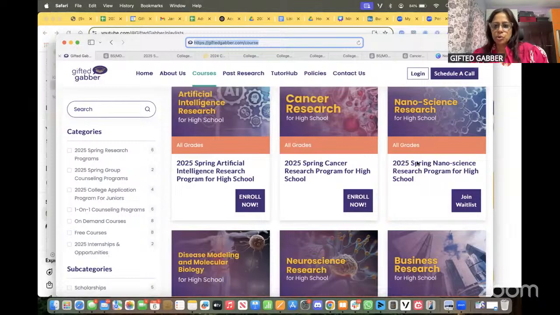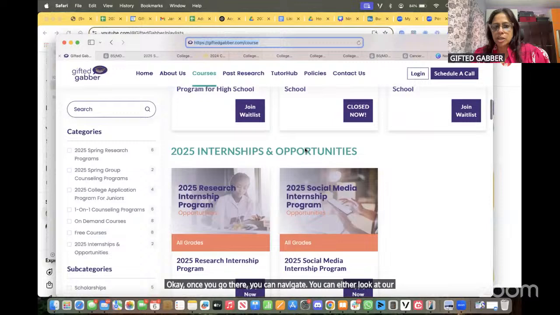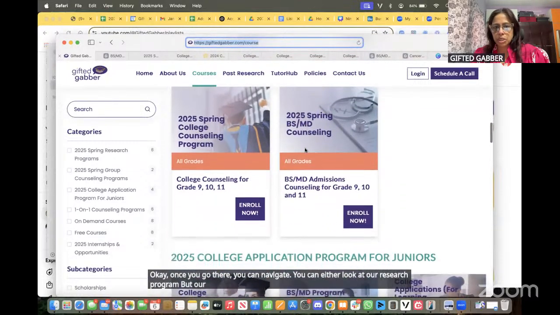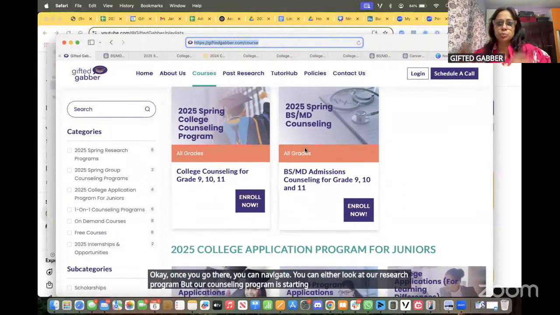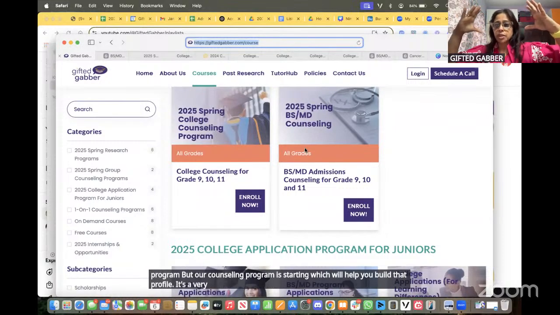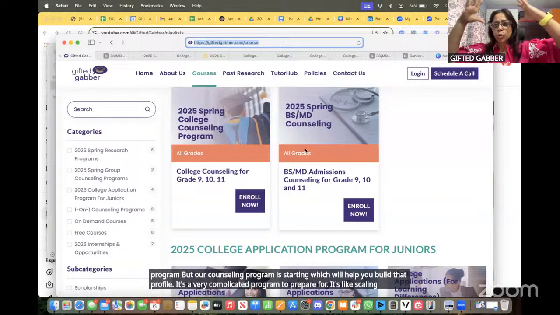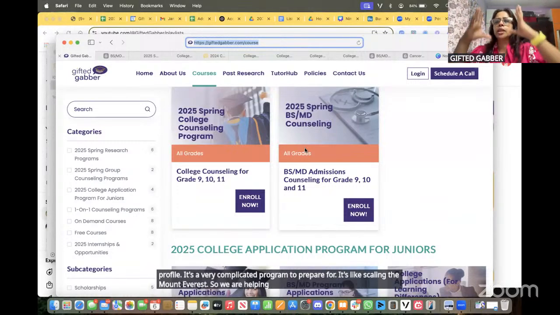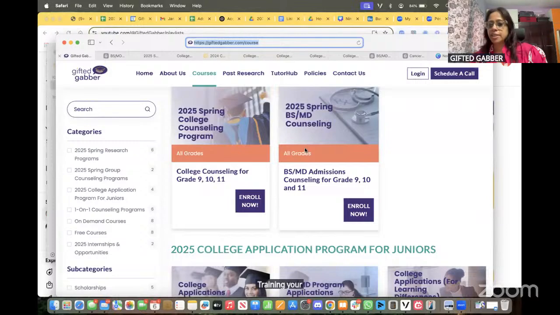Okay, once you go there, you can navigate. You can either look at our research program, but our counseling program is starting this week, which will help you build that profile. It's a very complicated program to prepare for. It's like scaling Mount Everest. So we are helping you build that plan and giving training to your child, not you, because it's the child that needs to do that.